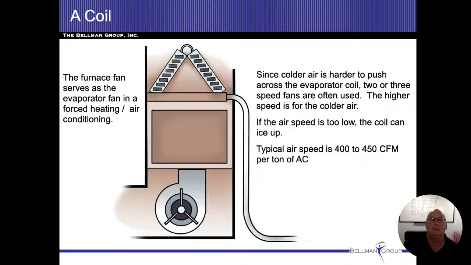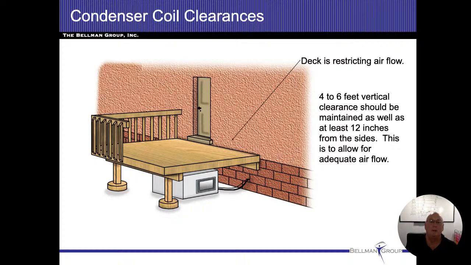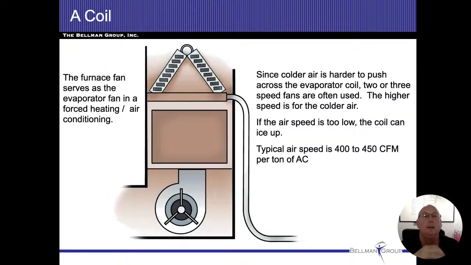Same thing on the sides, all right? When we have bushes around the outside of these things or it's pushed up against the wall of the house, then the air will flow through the other parts of the coil, but it won't flow through that part of the coil. So we reduce a lot of efficiency. The more air that we run through, the more amount of coils, the more efficient a unit is going to be operating. All right.